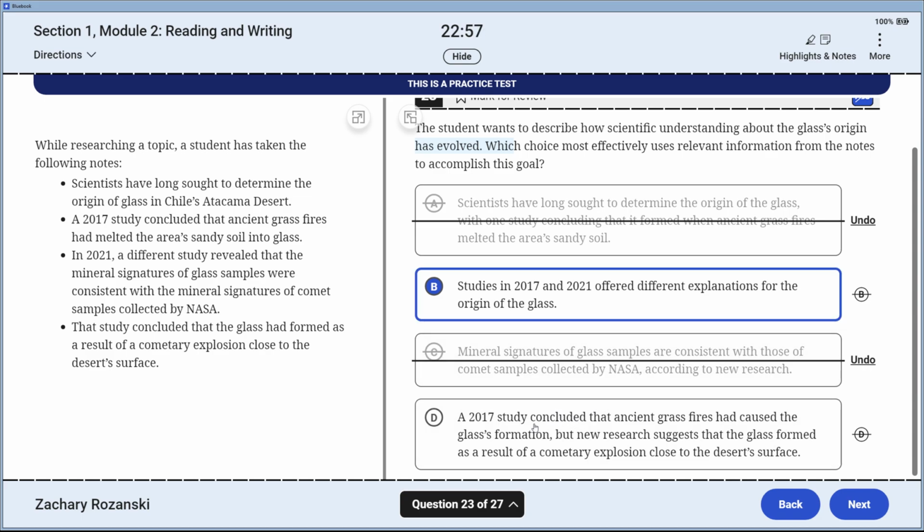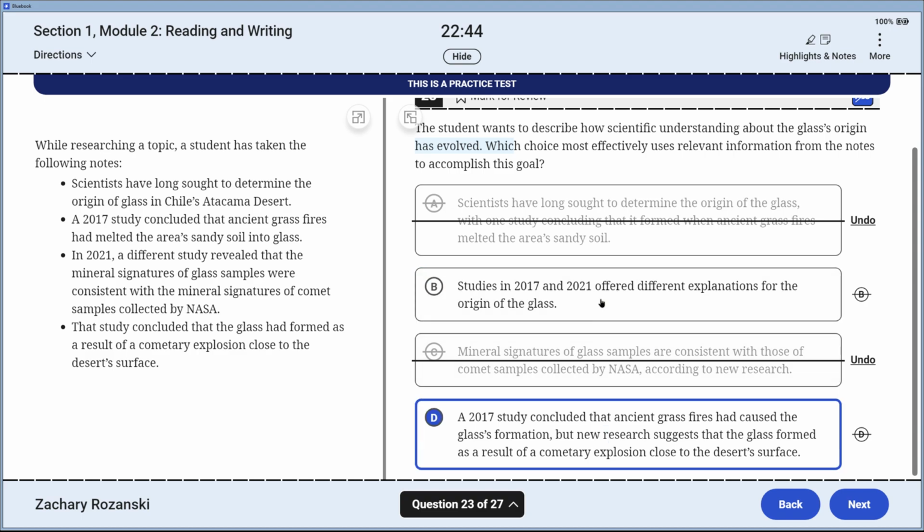A 2017 study concluded that ancient fires had caused the glass's formation, but new researchers suggest that's absolutely going to be it, as long as it's true. 2017 and 21. One of these two can be true. All I have to do is check to make sure that the 2017 study concludes that ancient fires had melted the area's sandy soils and formed the glass. The glass form is a comet for desert. I will check the next one. D is the right answer.